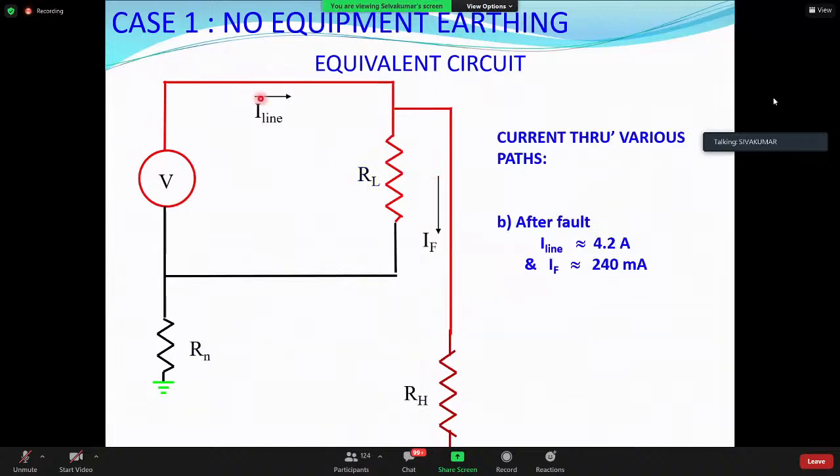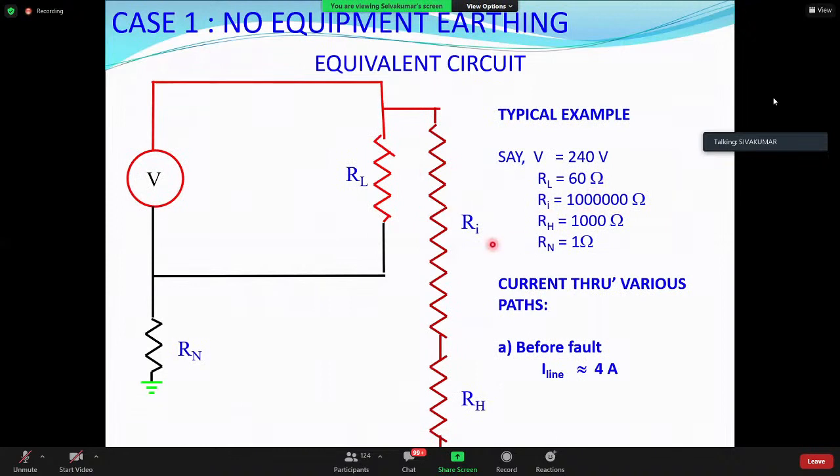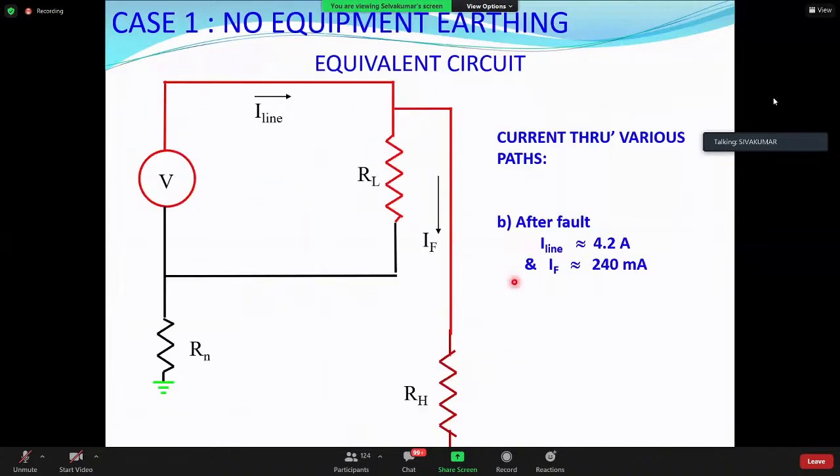Now, when the fault happens, insulation fails, there are two paths. One path is the 4 ampere path. The other path is 240 divided by 1000 plus 1 ohm. That is 240 by 1000 ohm. Approximately 240 milliampere will flow. 240 milliampere current will flow through the human being.